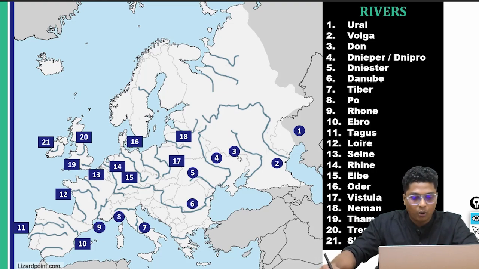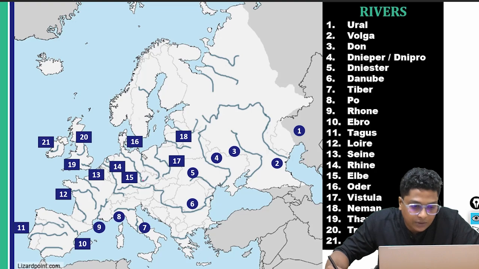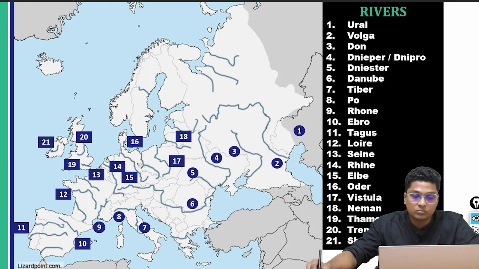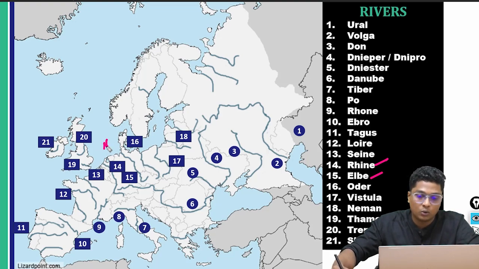Rhine. Another major important river within Germany is the Elbe River. So here we have the Rhine River. Now the Elbe River is here. Sorry, this is the Oder River. This is the Elbe River. Elbe River is also draining into the North Sea. So there are two major rivers that you should be remembering from Germany. The first one is Rhine. Second one is Elbe. Both are draining into the North Sea.